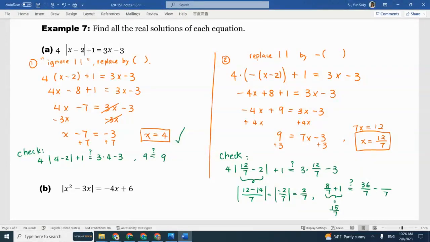minus 3. 3 is what over 7? What's 3 times 7? 21, right? So 3 is 21 over 7. Right, everybody? Okay, what's 36 minus 21? 15. Is the left hand side equal to the right hand side? Yes. So check. Both of them are solutions to this equation.